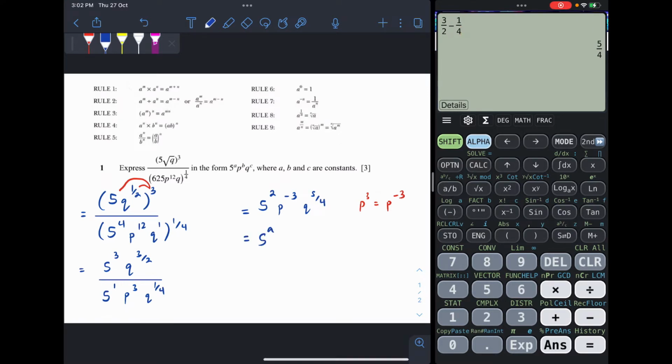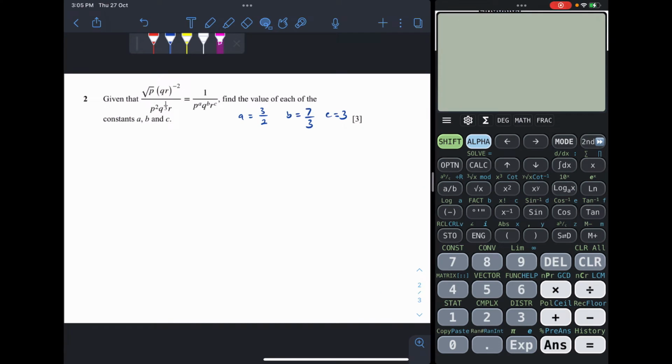So we got it in the same format as the question above. As you guys can see, a to the 5, p to the b, and q to the c. So a is just going to be 2. Just compare it. So a is going to be 2, b is going to be negative 3, and c is going to be 5 over 4. And that's pretty much how we do it. And we've got our answer. So on to the next question.